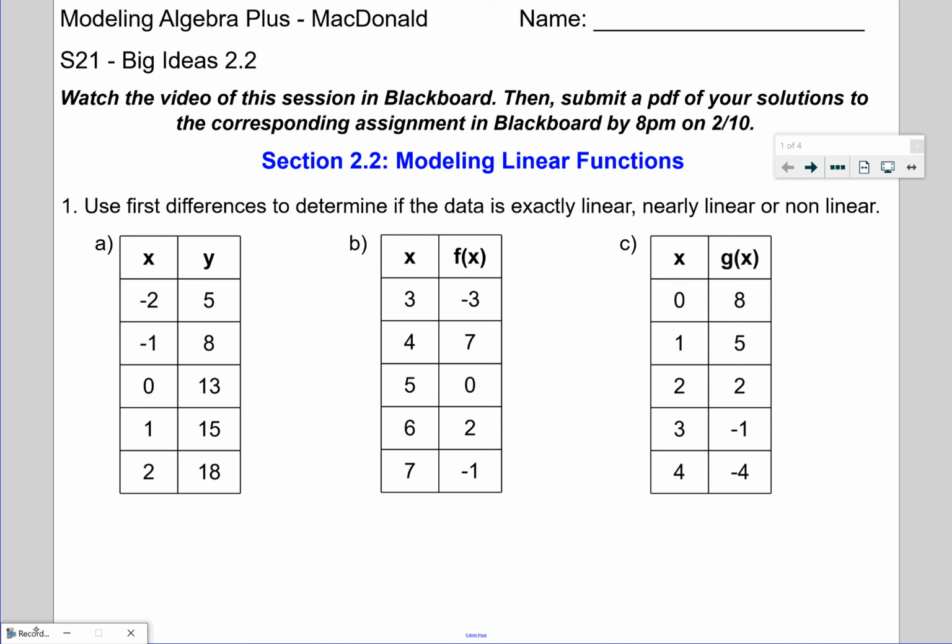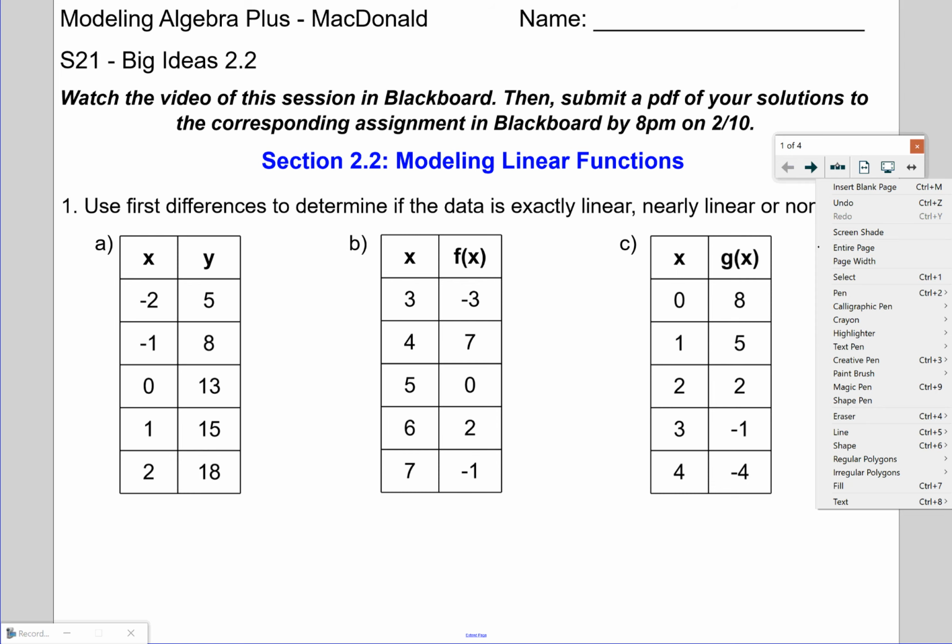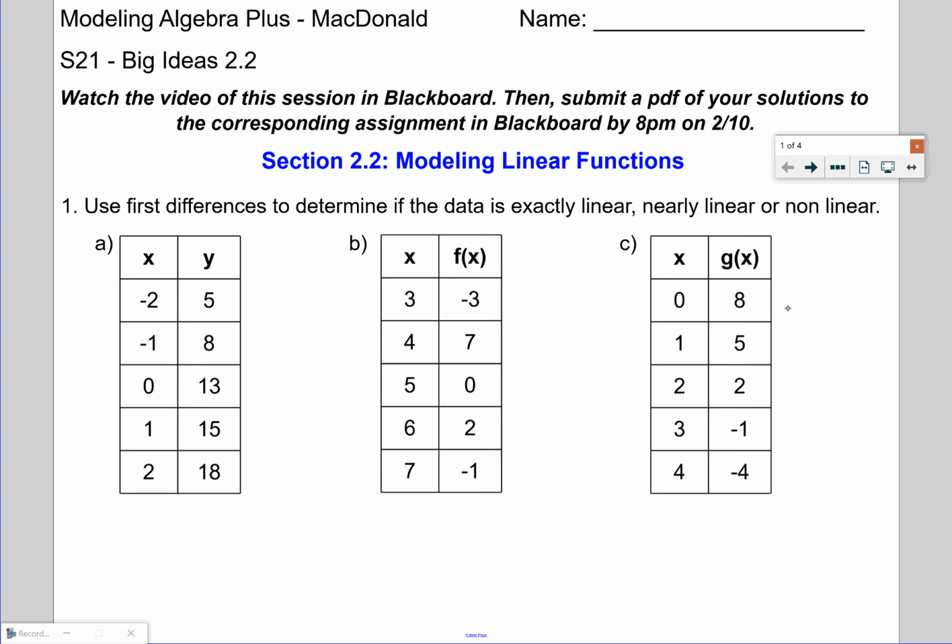All right, we're going to do a lot of stuff with the calculator today, so make sure you have that ready to go. The first problem that we're going to talk about from section 2.2 is using first differences to determine if data is linear, nearly linear, or nonlinear.